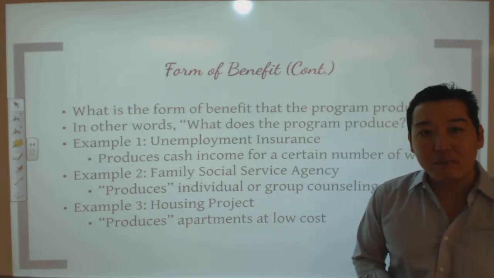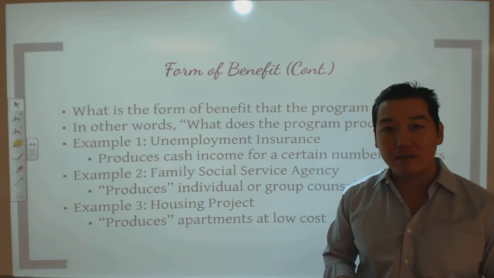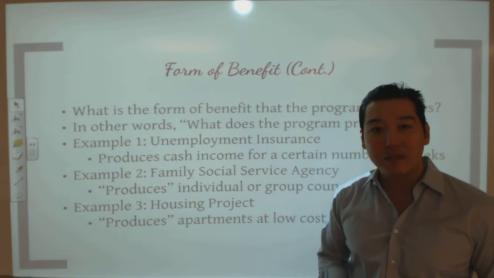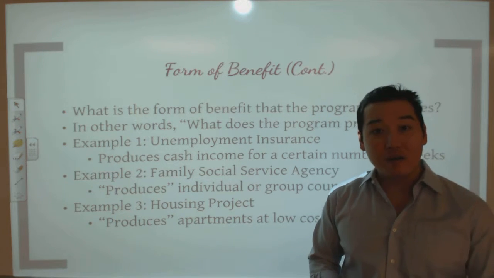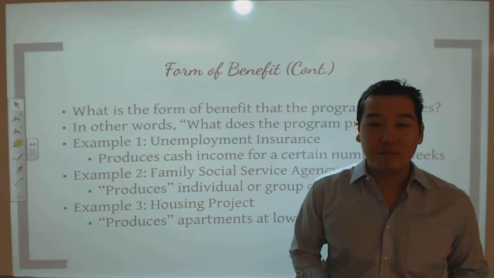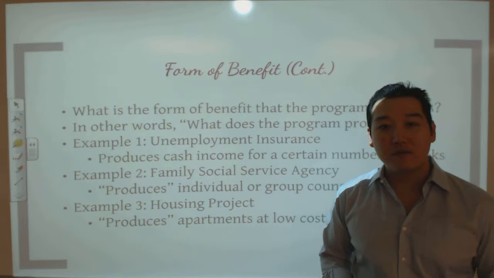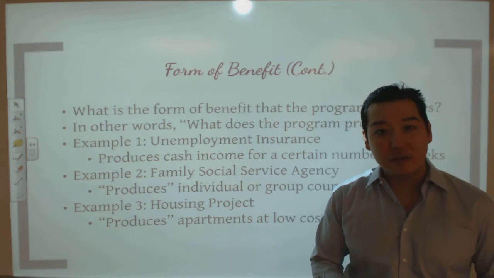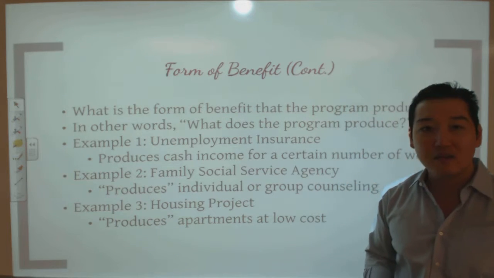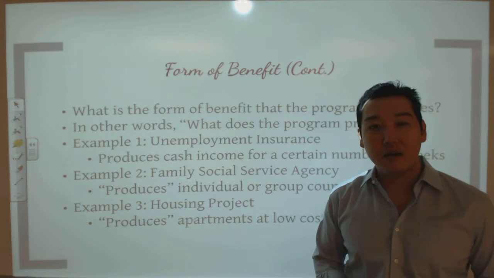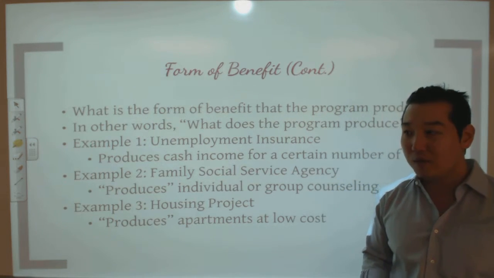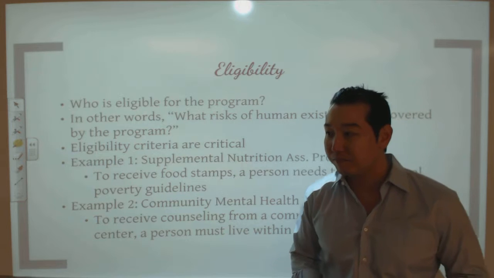And so I'll just give you some examples of different programs and the different types of benefits that are offered here. So I'm noting here unemployment insurance, certainly a cash assistance program that's temporarily offered for people who lose their jobs. In the case of a family social service agency, there might be individual or family counseling that's offered, or couples therapy. That's the form of the benefit that's offered by the agency. And then in the case of a housing project, they might be offering affordable, low-cost housing as the main form of the benefit. So just a few examples there.